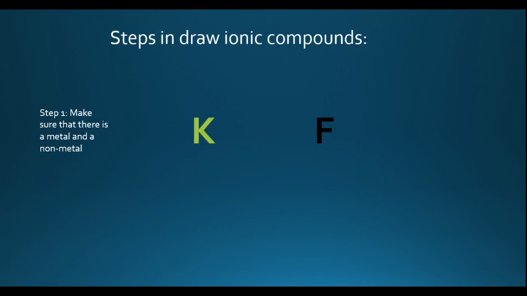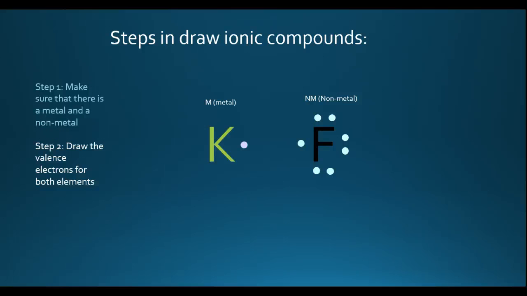So now we're going to go over the steps in how to draw ionic compounds. The first step is to make sure that we have a metal and a nonmetal. When we look at potassium fluoride, the K is potassium, and it is our metal, and the fluorine is our nonmetal.